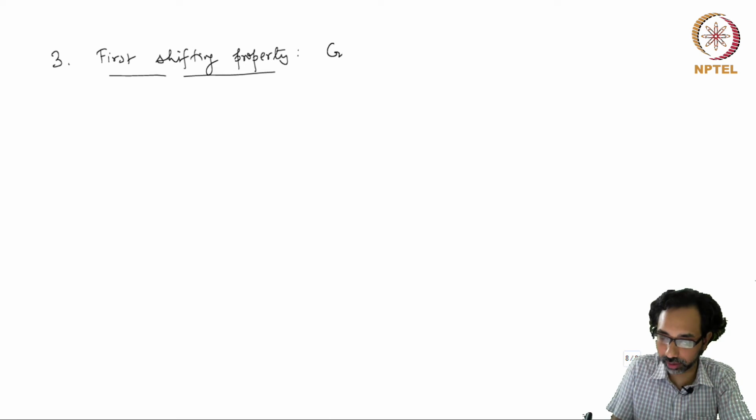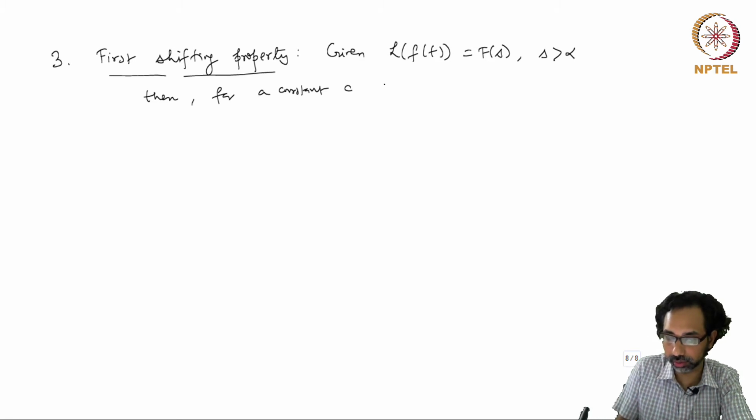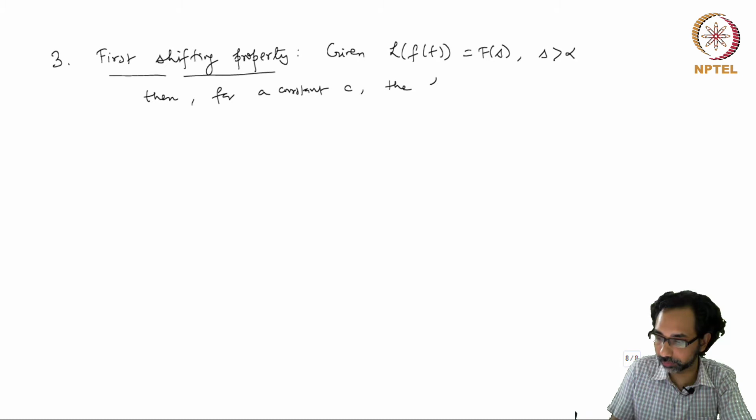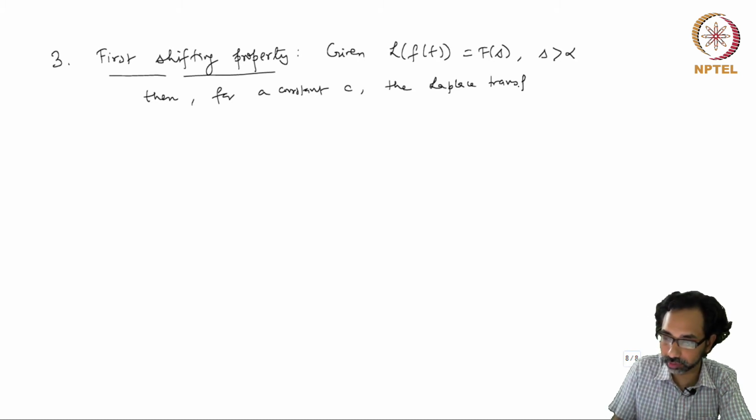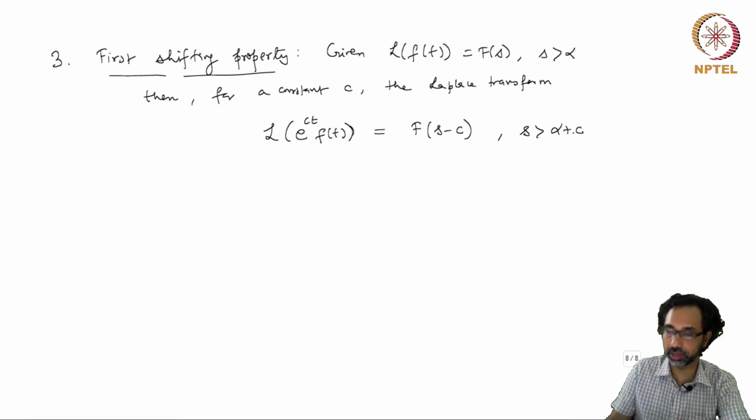And this says that given that the Laplace transform of a function f(t) is F(s) for s greater than alpha, then for a constant c, the Laplace transform of the function e^(ct) f(t), so we are just multiplying this function f(t) by exponential of ct, is given by F(s minus c), and the region of convergence should be s greater than alpha plus c.